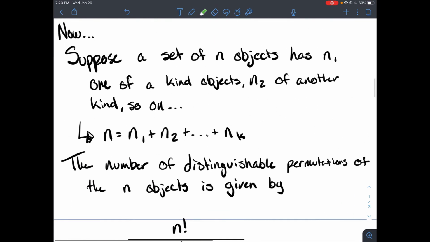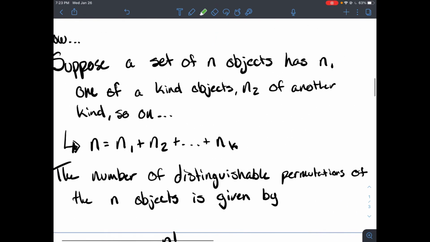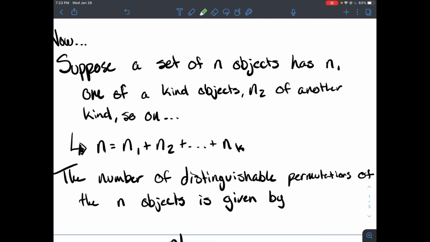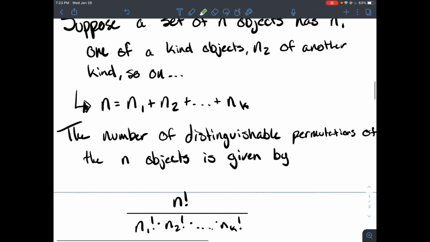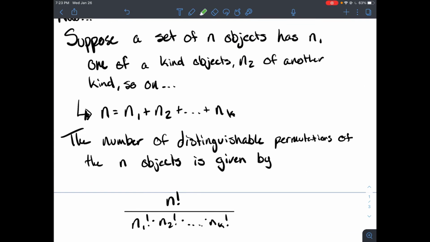The number of distinguishable permutations of the n objects is given by the following. We have n factorial, so this is like the total, essentially. This n factorial over n sub 1 factorial, n sub 2 factorial, all the way up to n sub k factorial. So this is a little bit weird to look at. It doesn't make too much sense, so let's look at an example.